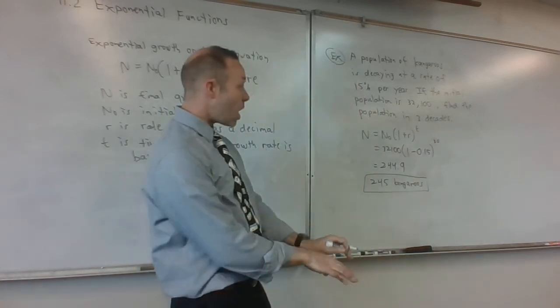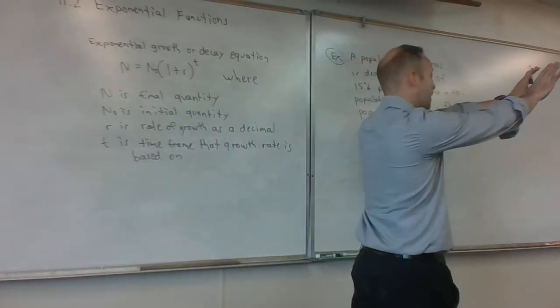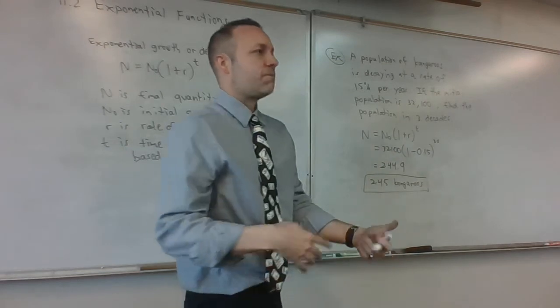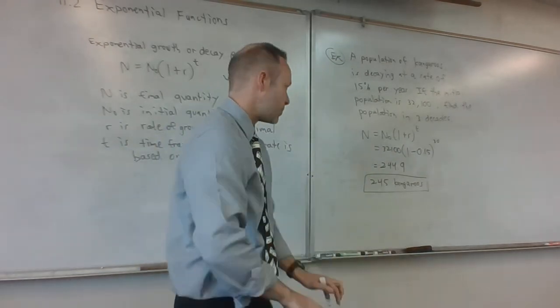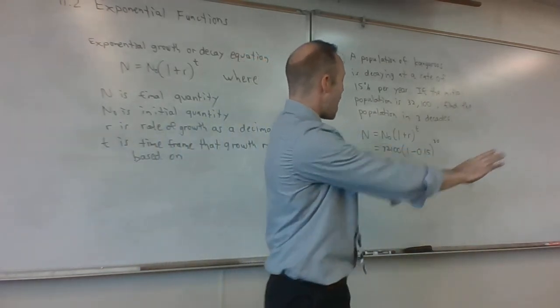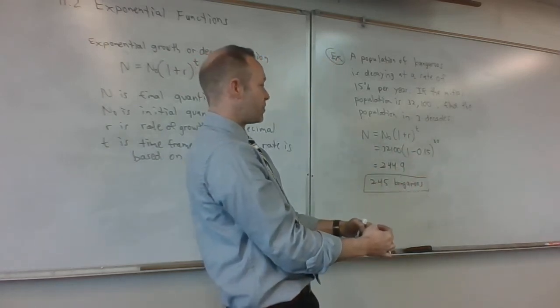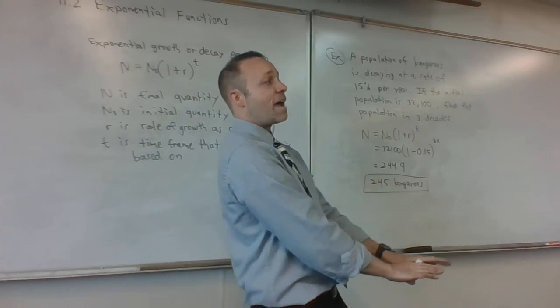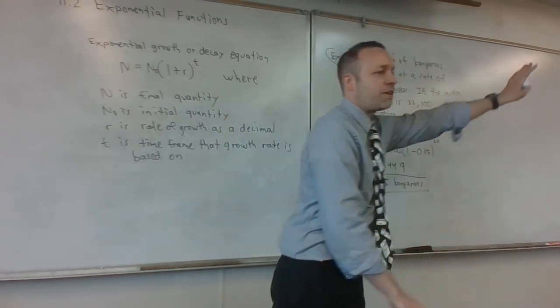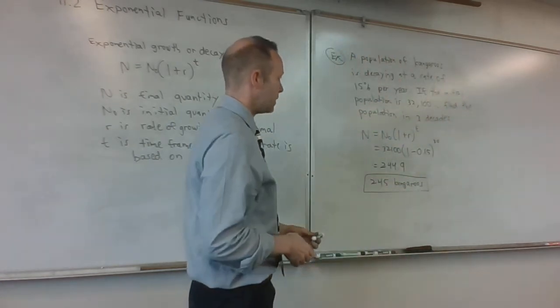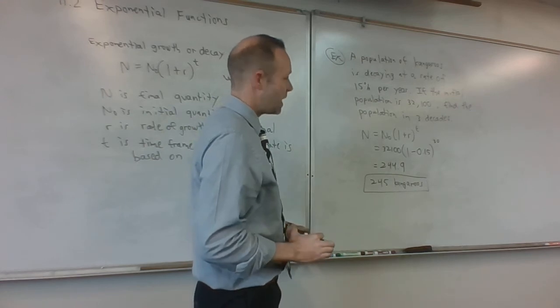If this were growth and I was increasing, and let's just say I started at 12 kangaroos and I'm increasing here, I would round down because the last whole number of kangaroos that I had was 244, and I haven't quite reached the 245th yet. That's how I would do the rounding here. All right, hopefully that makes sense.